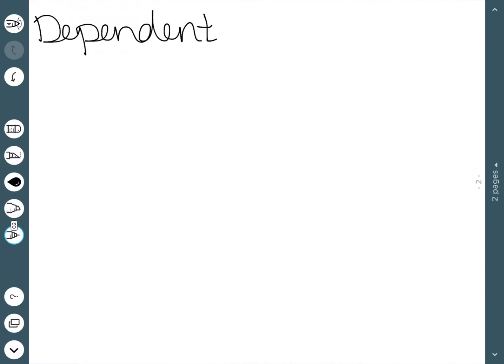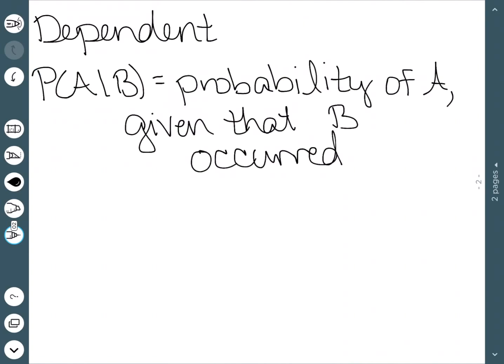And the probability of these gets a little more complicated. For dependent events, we have to introduce this idea of conditional probability, which is this thing here. You'll notice the bar, which is read "given." This is the probability of A given B. And it means exactly that. What's the chance of A happening, assuming that B already happened?